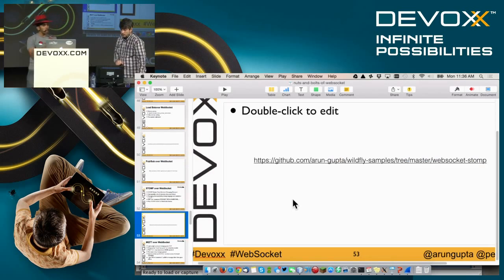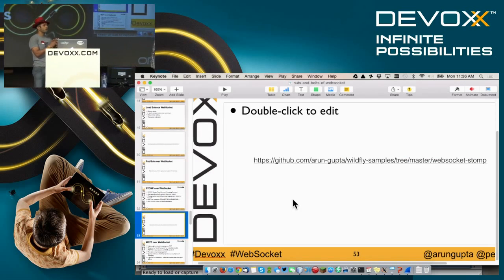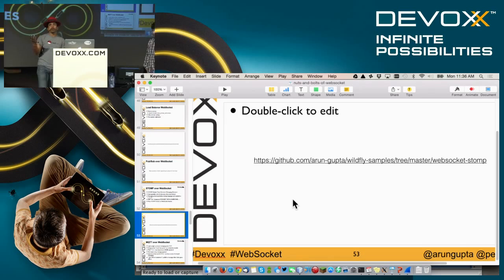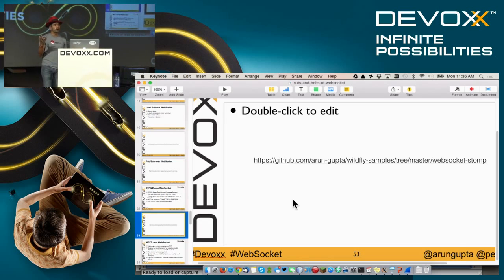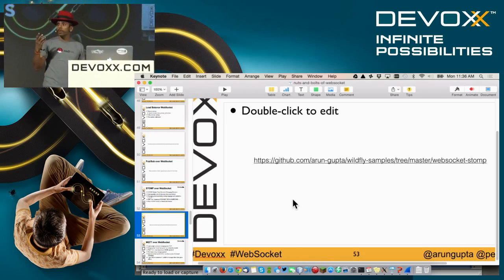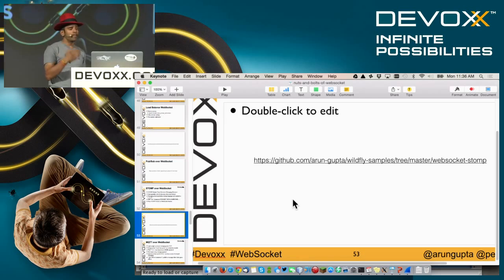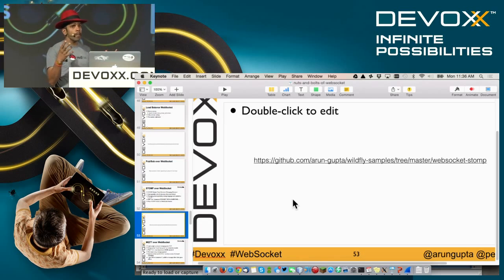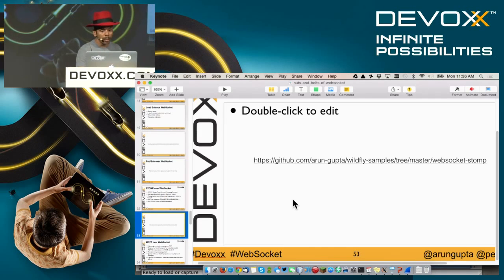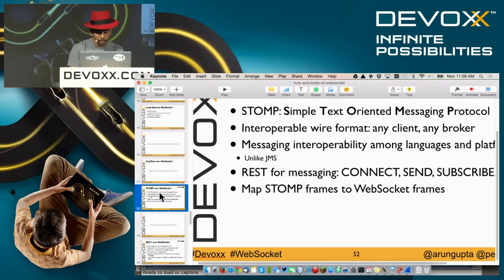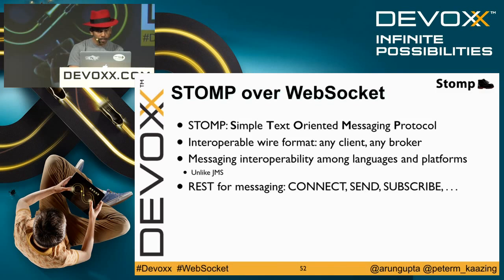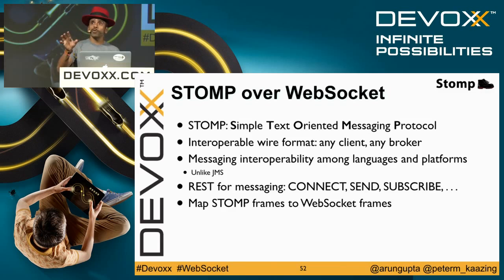So, for the STOMP sample, as Peter was talking about, we need a broker, a PubSub broker that would actually be able to understand the STOMP messages. I love to call STOMP the REST for messaging. Because if you see here, for example, the verbs are connect, send, subscribe. Those are simple verbs that map very well in the pub/sub world.